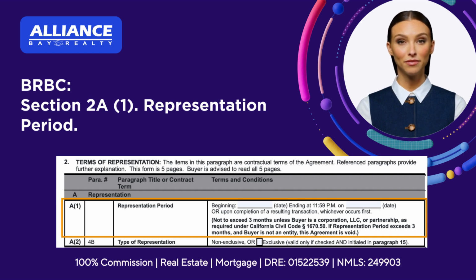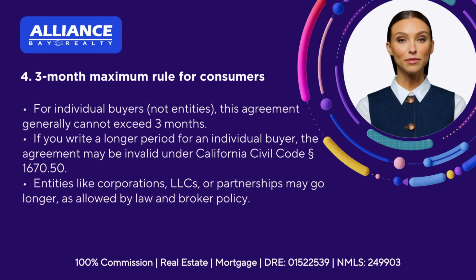transaction is completed. 4. 3-month maximum rule for consumers. For individual buyers, not entities, this agreement generally cannot exceed 3 months. If you write a longer period for an individual buyer, the agreement may be invalid under California Civil Code Section 1670.50. Entities like corporations, LLCs, or partnerships may go longer, as allowed by law and broker policy.